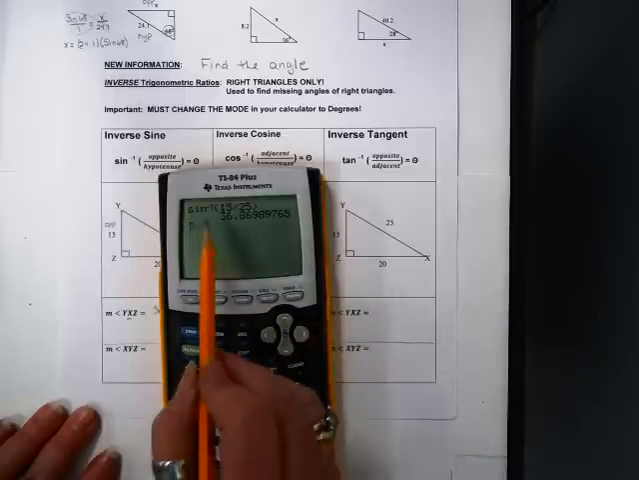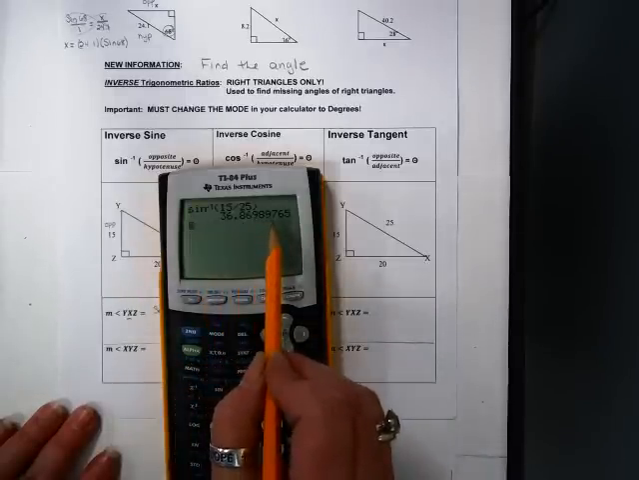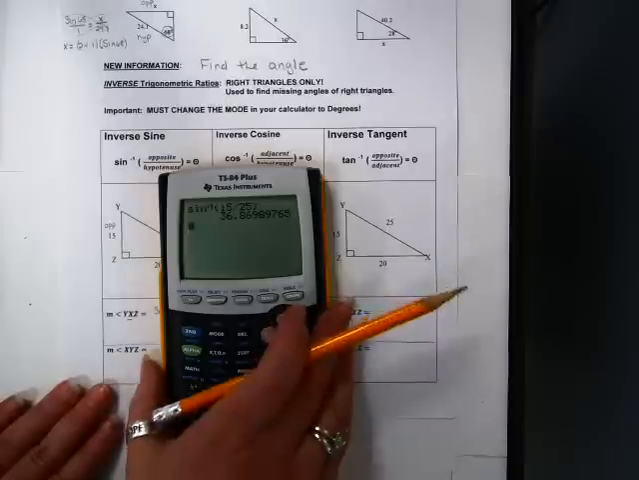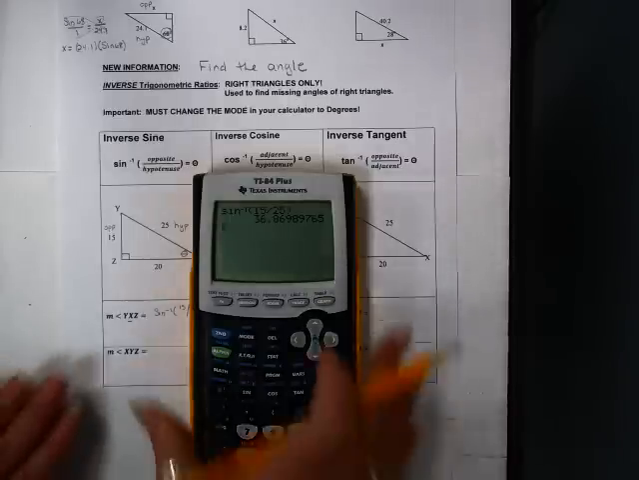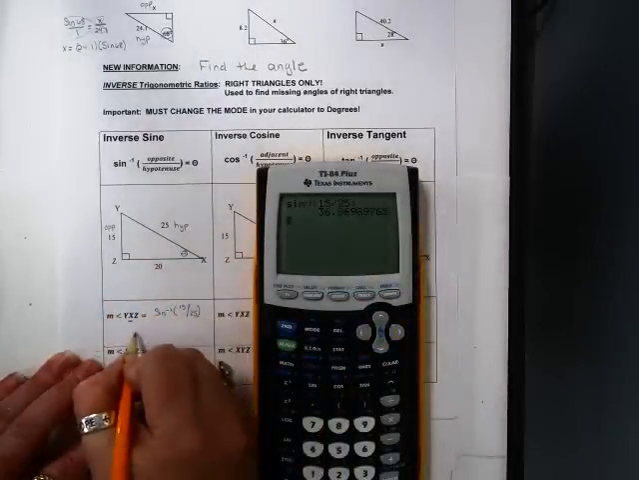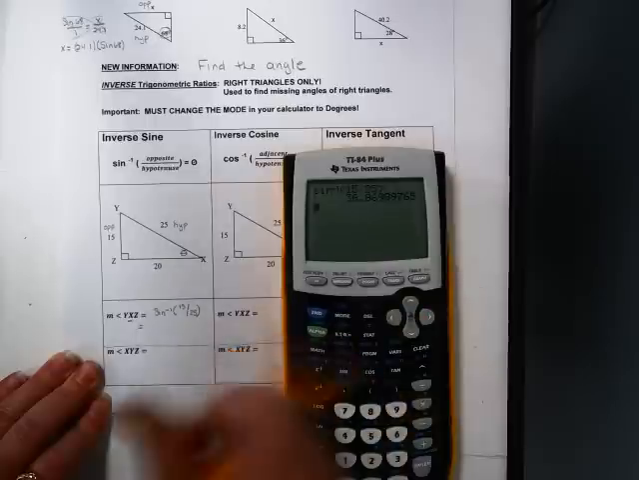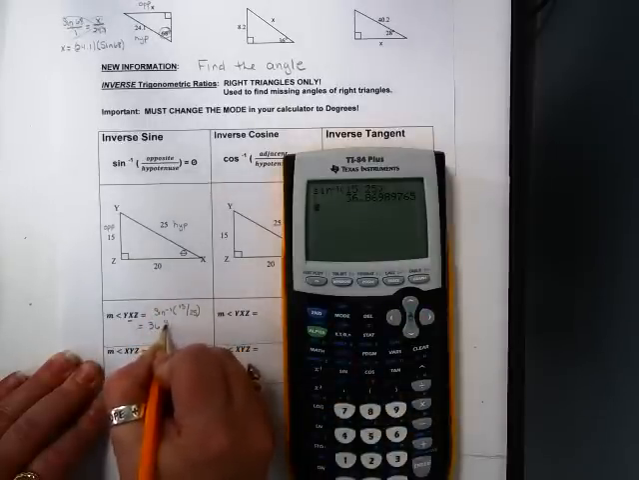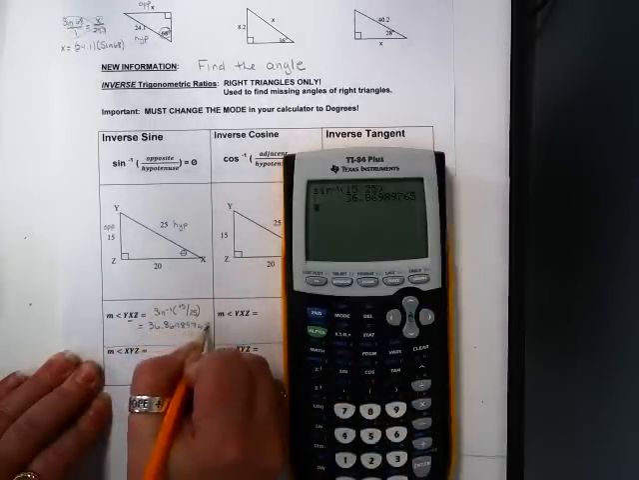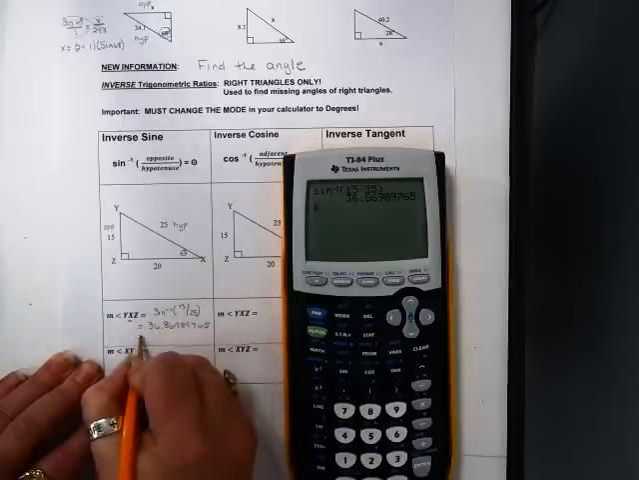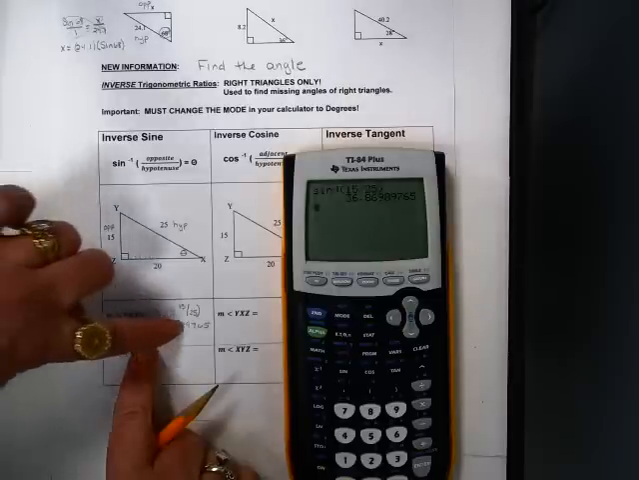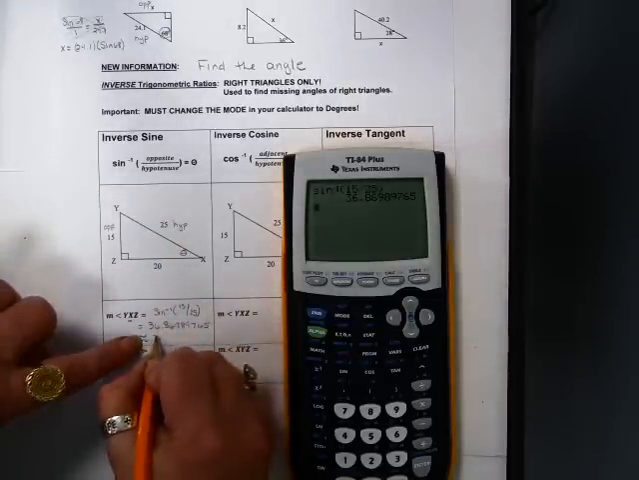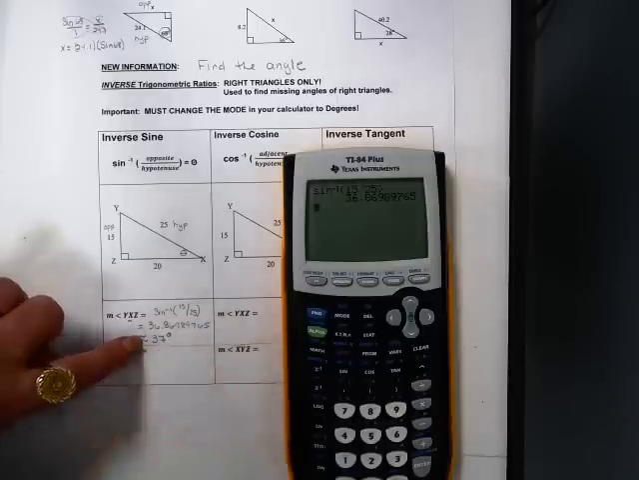You get 36.86989765. When you're dealing with angles, you want to round to the nearest degree. When you're dealing with sides, you want 4 decimal places. So here, when we're rounding to the nearest degree, I'm going to write down equals 36.86989765. I'm going to write down what the calculator says so that when I go back in my notes, or we're taking our quiz, I'll remember that that's what's on the calculator, and this will remind me that I need to round it to the nearest degree, which is 37 degrees.